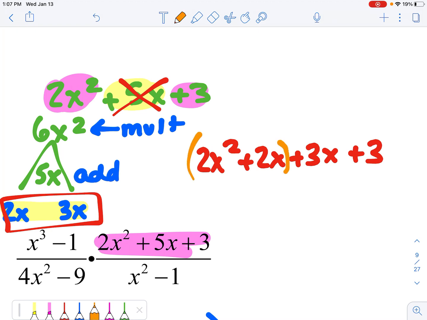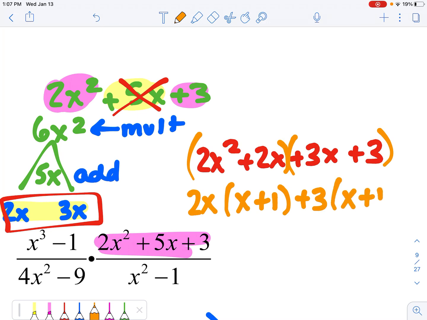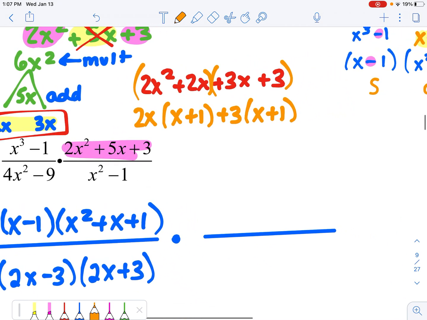From here, we're going to group 2 and 2. And I'm looking for my GCF. My GCF is 2x, and that leaves me with x plus 1. My GCF is 3, a positive 3, and I'm going to factor that out with x plus 1. Now remember, the outsides become a parenthesis, so 2x plus 3, and the insides should match, and those become just one parenthesis.